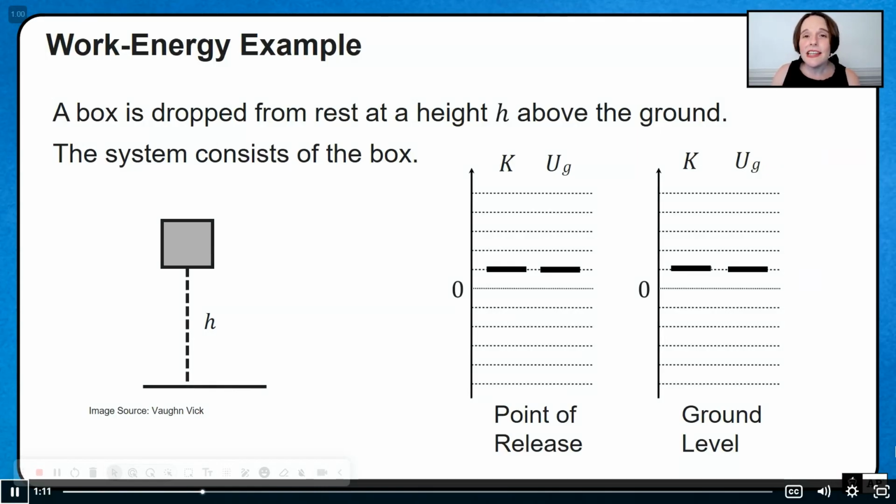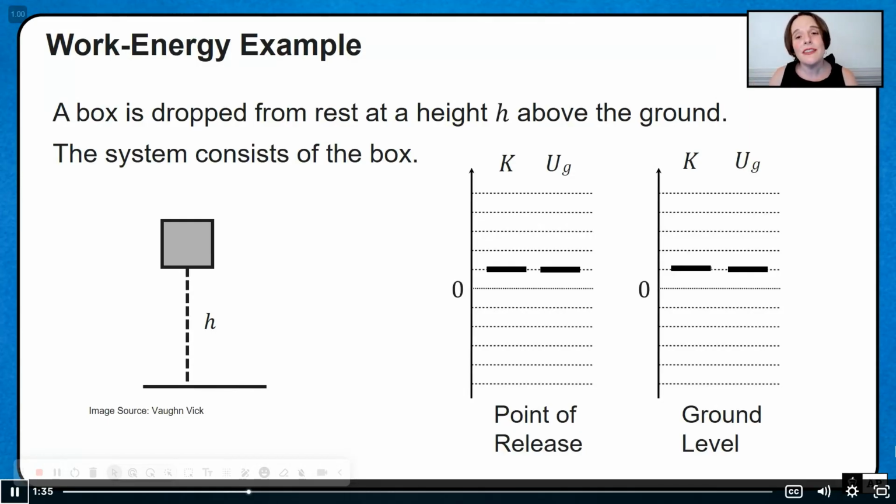We want to read this carefully, and we see that the system consists of only the box. So when we have a system of just one thing, that means that we can only have kinetic energy. So the Earth is going to do work on the box. And when we do work on something, we change its energy. In this case, we're going from no kinetic energy to some kinetic energy.